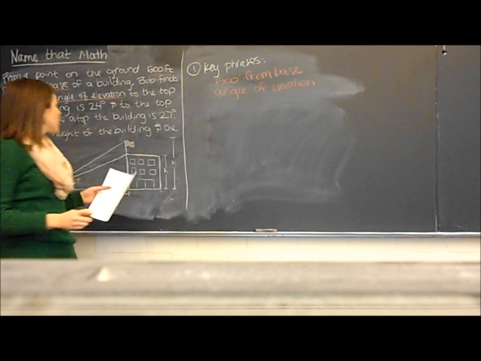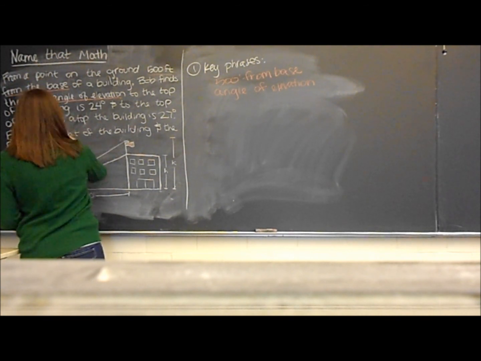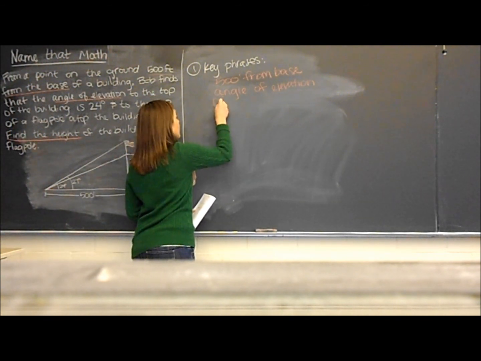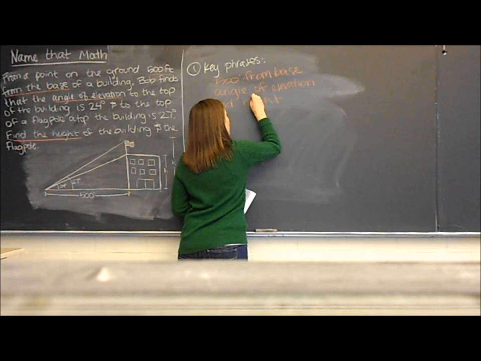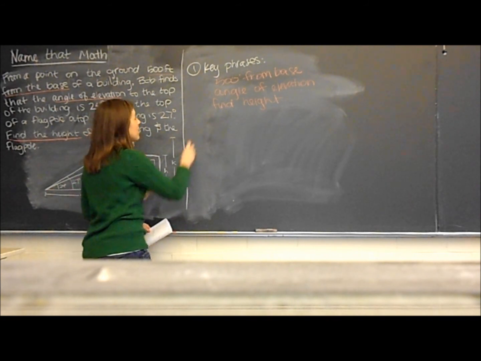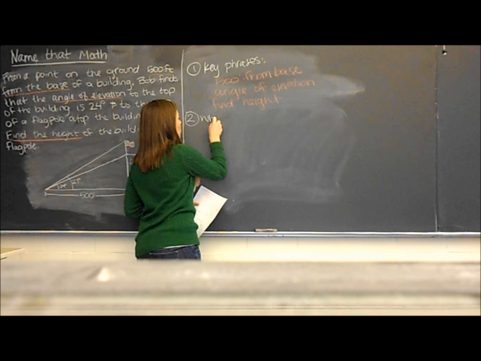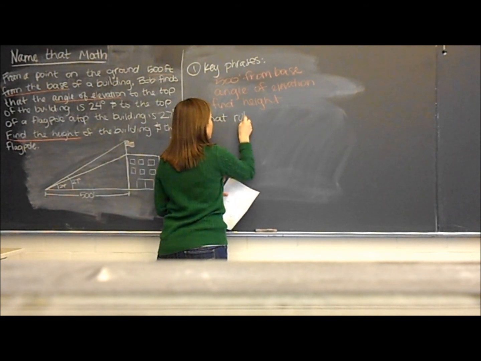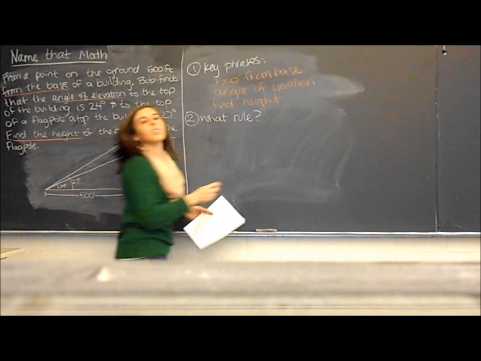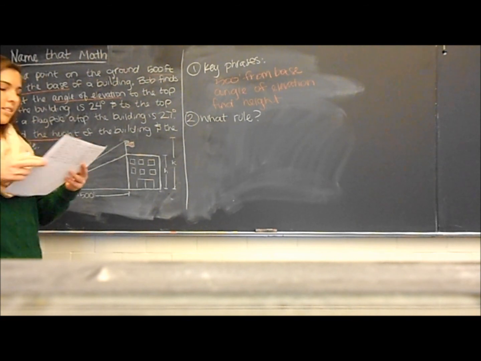And what could we say was our third one? What do we need to find? The height. Sure, exactly. So if we put those 3 things together, what rule do we need to use? What strategy? How are we going to solve this problem? Any ideas? Yeah, good. Right angle trigonometry.